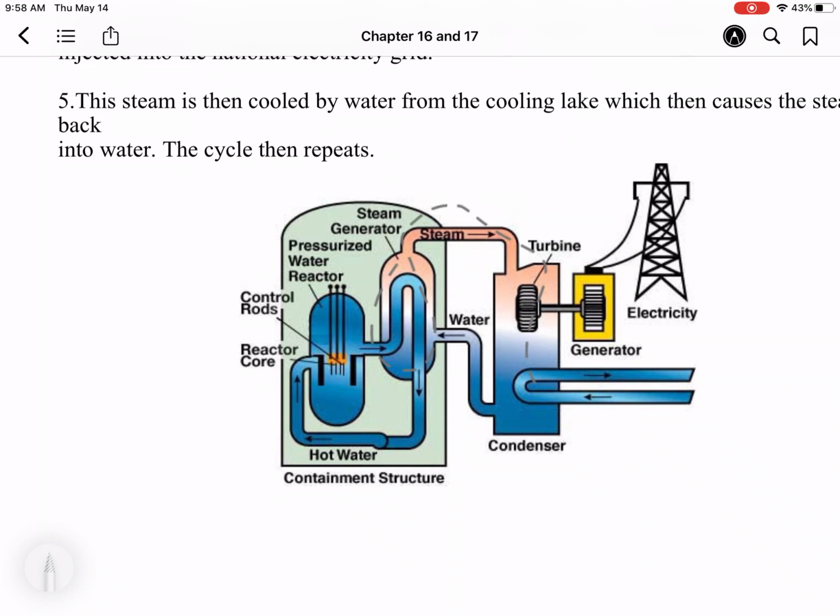And pressurized, so the steam can't escape, and then we have a cooling pipe that comes in and actually cools it with water, usually from a lake or something, right? And that kind of creates the steam.